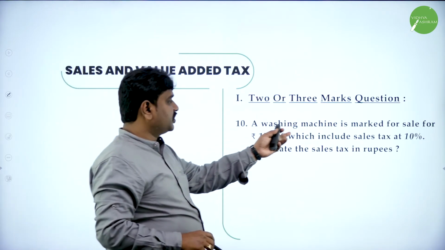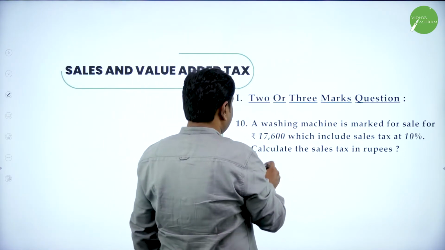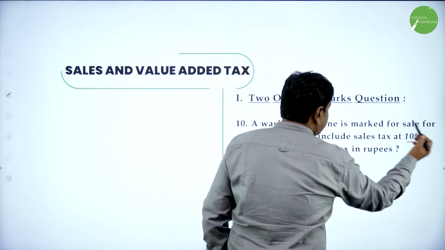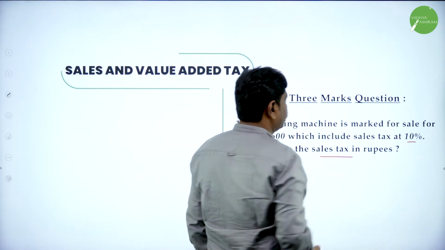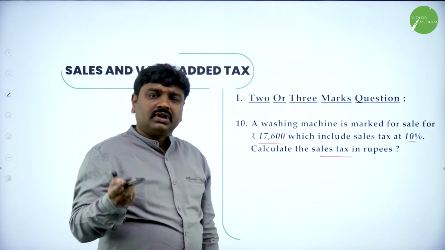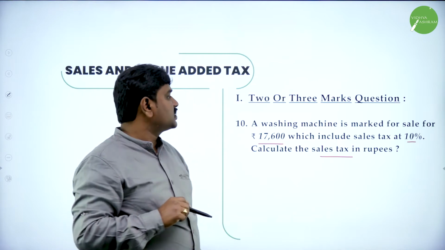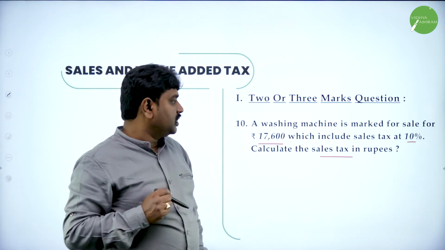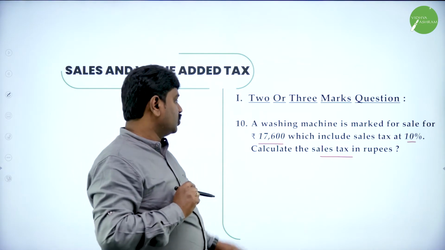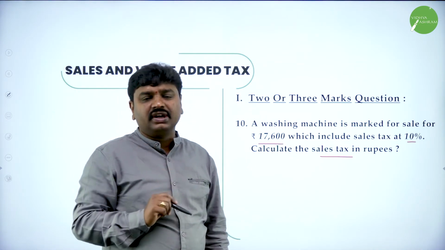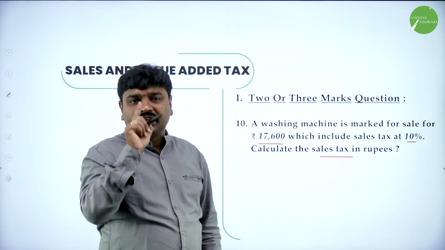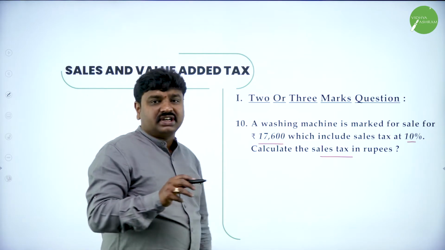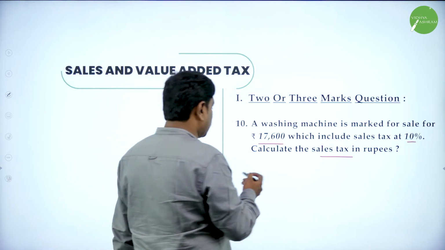A washing machine is marked for sale at rupees 17,600, which includes sale tax of 10%. Calculate the sale tax in rupees. They told us the amount paid is 17,600, which includes tax, and they gave the sale tax percent also. They want you to calculate the sale tax in rupees, but they have not given the market price. So to find the sale tax, first we calculate the market price.